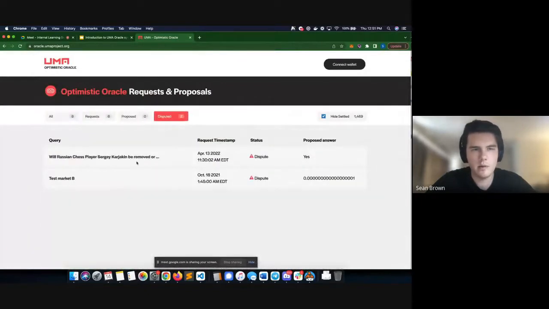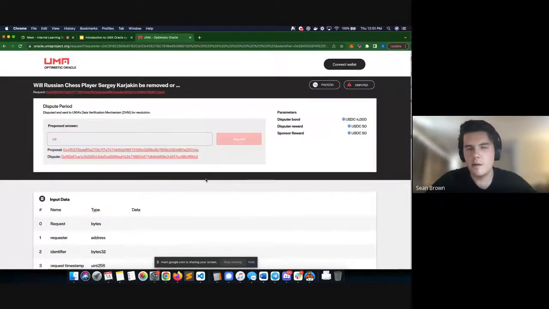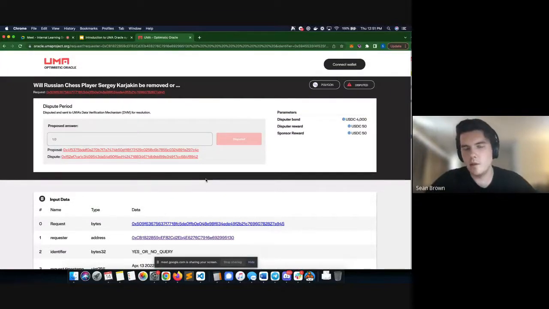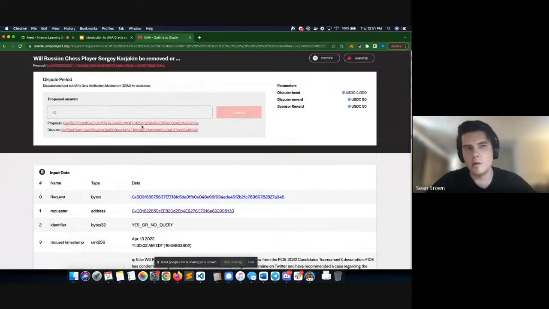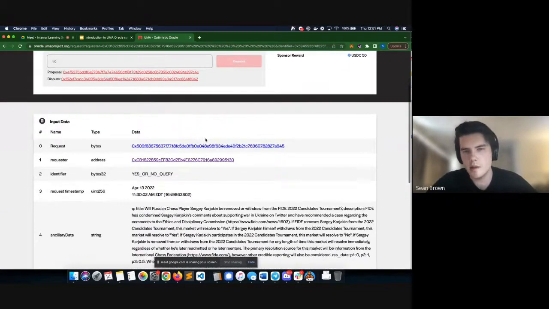Also very related, once those values are proposed, you can also see those previously proposed things. And this has already been disputed, so I cannot dispute it. But I would also be able to see what my bond would be if I wanted to be a disputer and dispute outcomes that are currently in that review period.